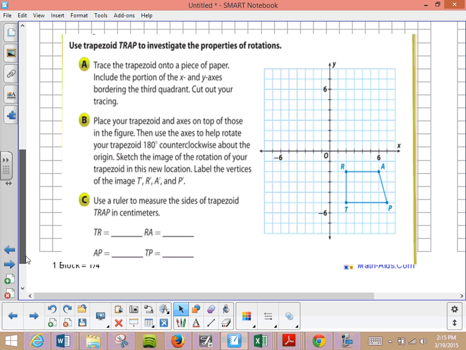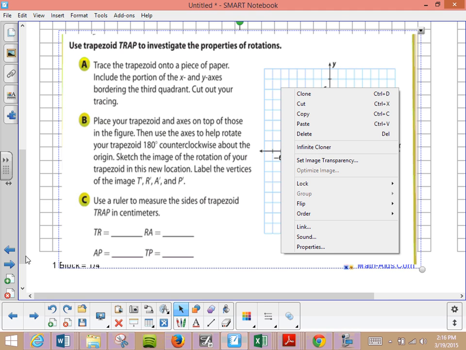Then if you know how to do that, show me how am I going to translate the entire figure 180. Where would it land? Give me point R. Point R is right here. Where is point R going to land after you rotate it 180 degrees? -6 and 6. Right there? Okay.